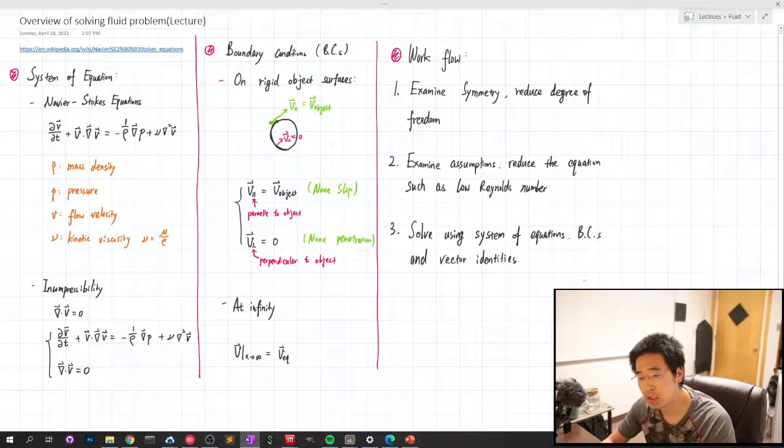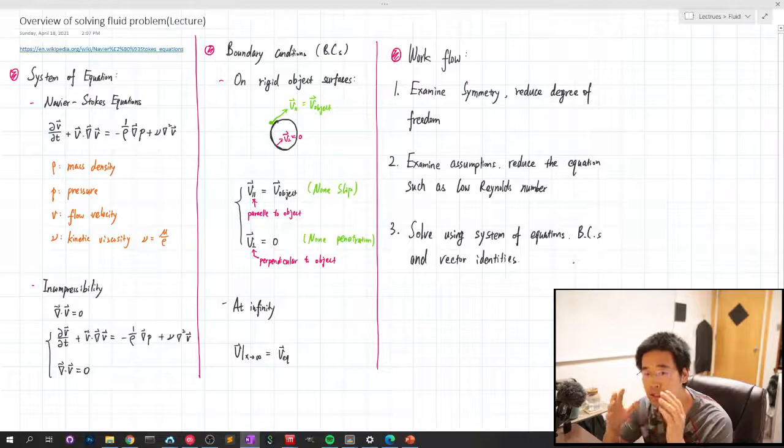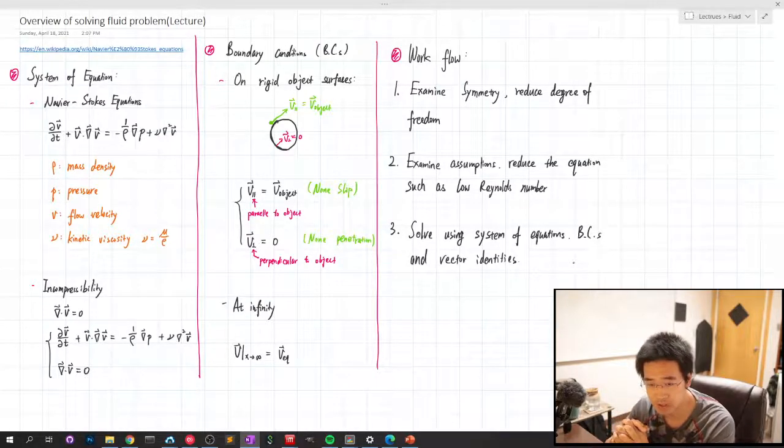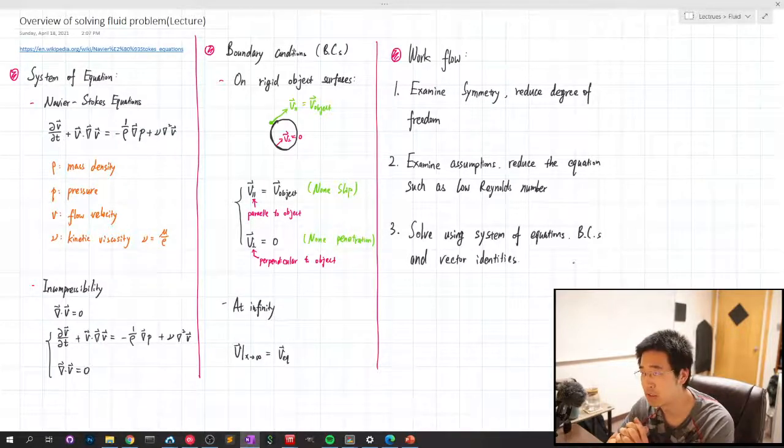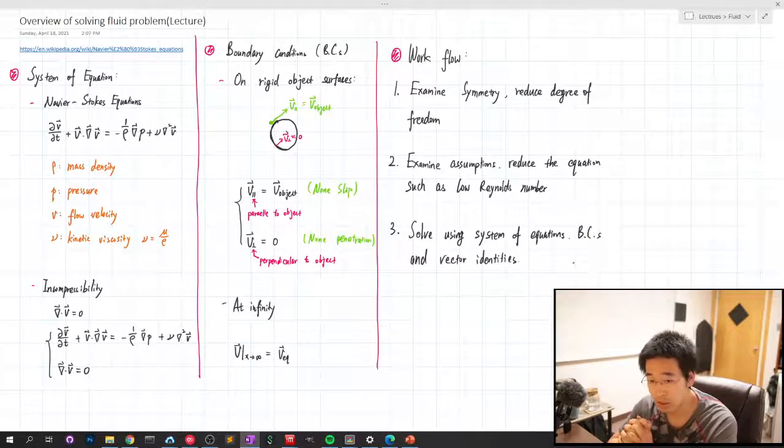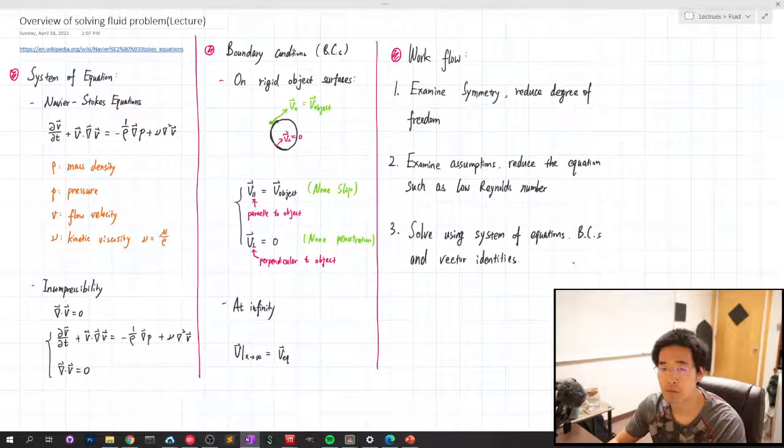So the first two steps are basically to simplify the system of equations, and then we use the system of equations and boundary conditions. Also keep in mind there are a lot of very useful vector identities to use when solving the system of equations. They will massively reduce your work, and of course, ultimately you can put it into solvers, Mathematica, and such to solve the system of equations.